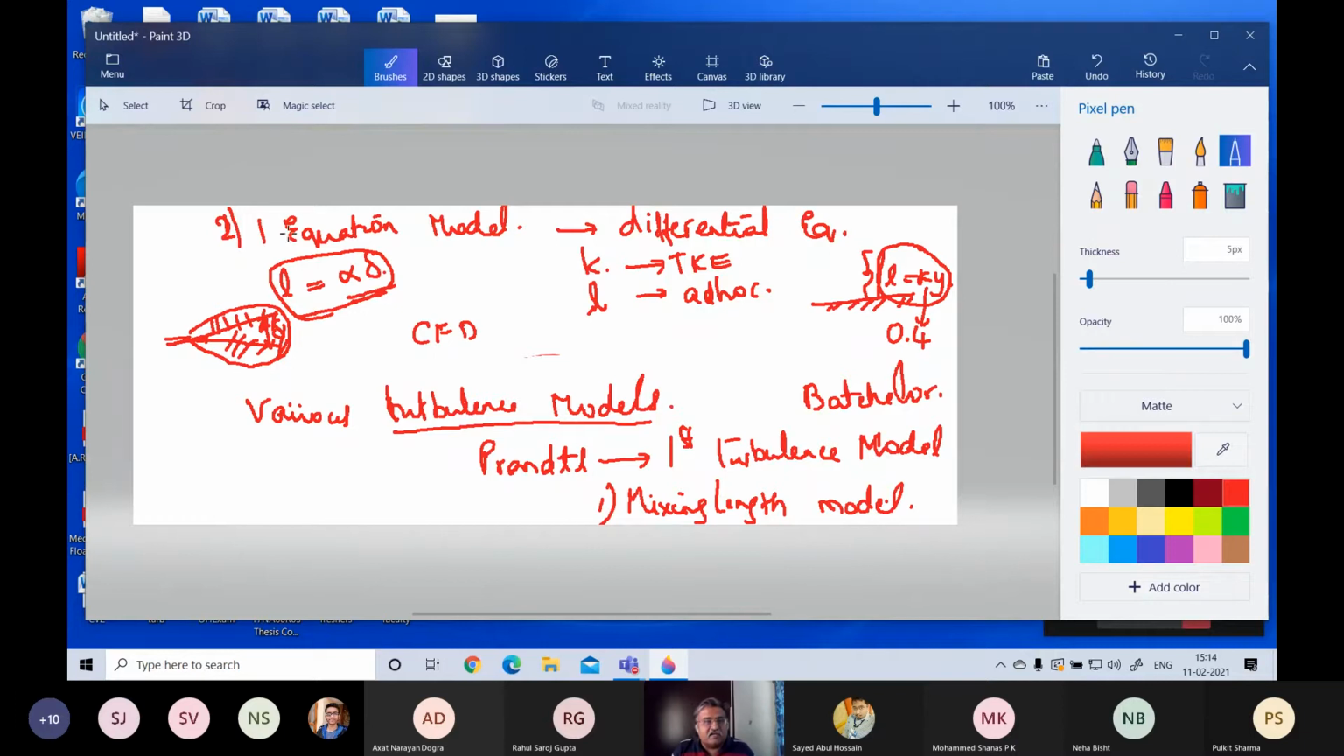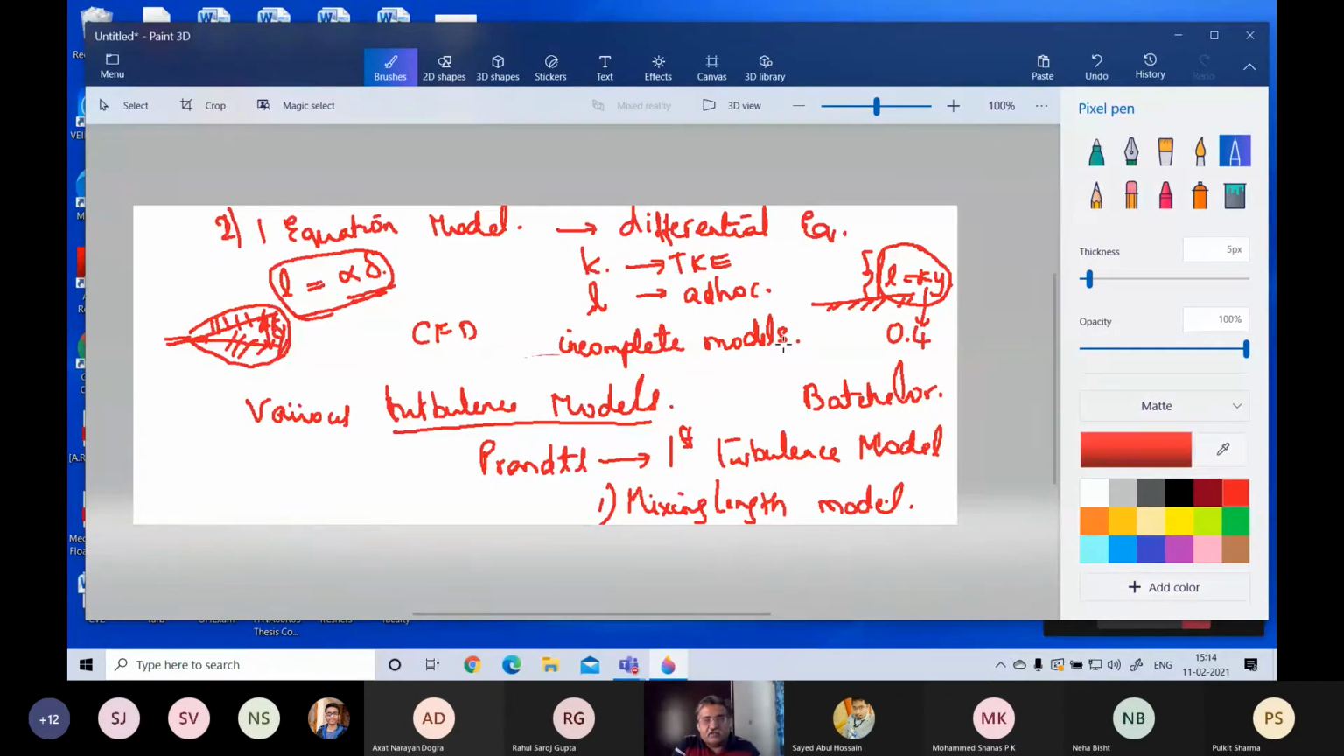So this started with mixing length models, then it went into one equation models. In the one equation models, there is a particular differential equation for K which you solve, and then there is this L which is done ad hoc. Such models are called incomplete models, because you are using these kinds of ad hoc conditions. So you cannot say that it's a really complete model. These names are used in CFD for this only. Incomplete models means like this.